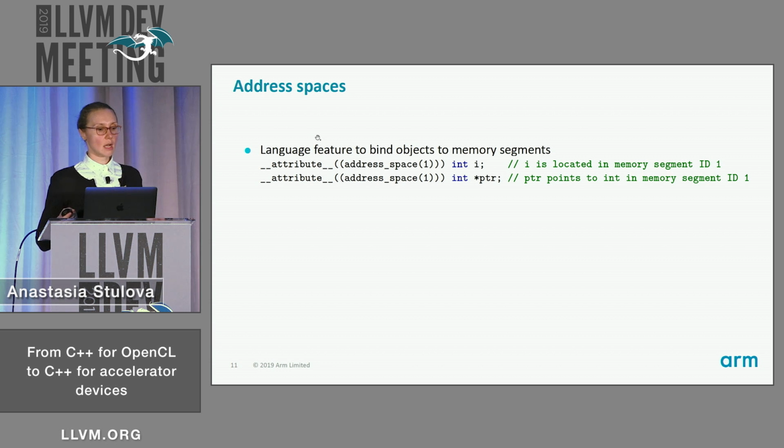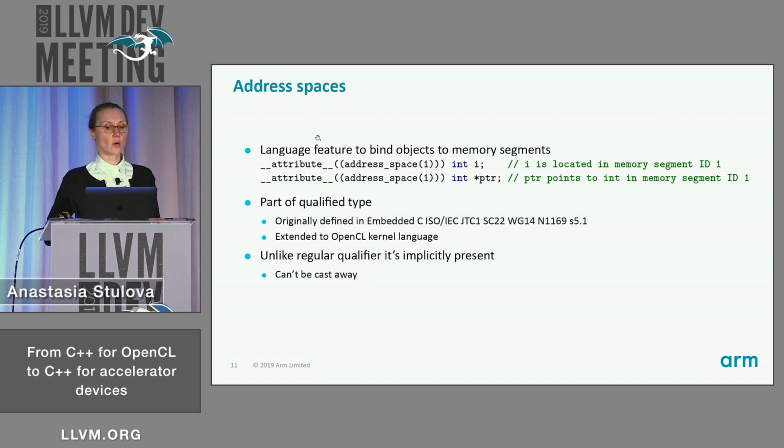Address spaces can be, or objects can be allocated to address spaces or memory segments using this special attribute. In this example, variable I will be in memory segment 1, and we can also use address spaces with pointers that basically says that pointer, in this example, will point to an object in memory segment 1.